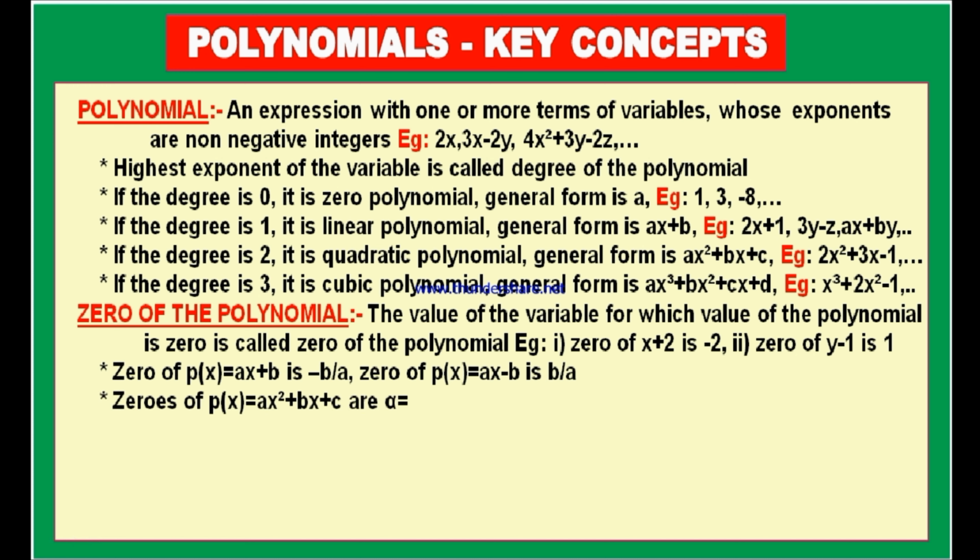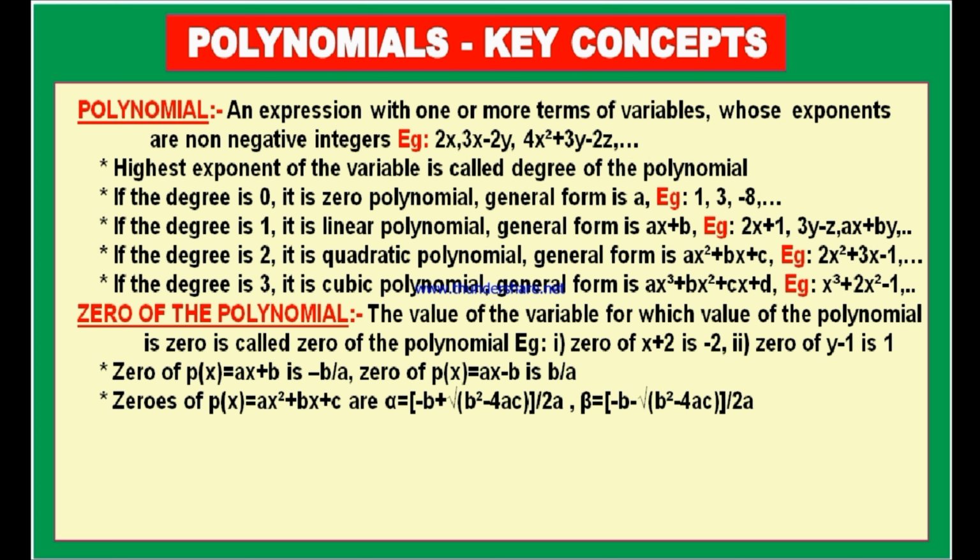Now, zeros of the quadratic polynomial x square plus bx plus c. In order to find out the zeros of this quadratic polynomial, there is a formula. If the degree is 1, then there may be 1 zero. If the degree of the polynomial is 2, then there may be at most 2 zeros. If the degree is 2, it is a quadratic polynomial. For any quadratic polynomial, there may be 2 zeros.